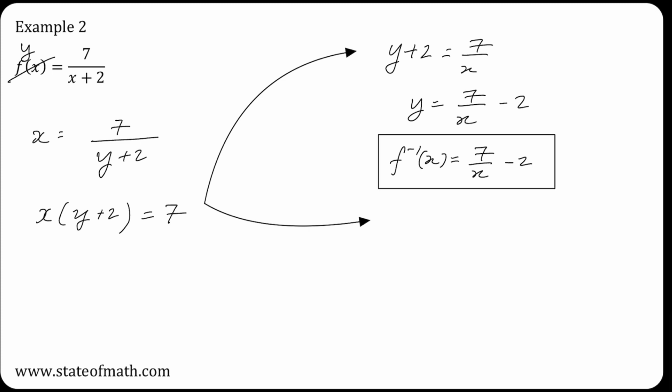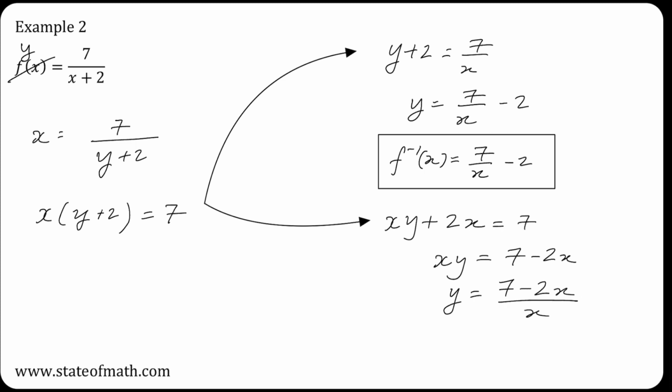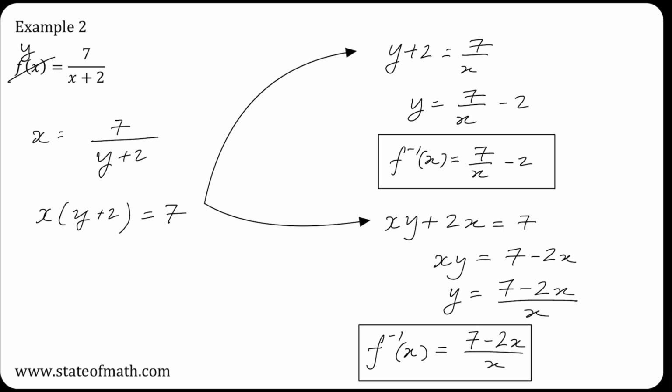For the second approach, I will first expand, so xy plus 2x equals 7. So xy is equal to 7 minus 2x, and then I'm going to divide by x, so 7 minus 2x over x. Hence, the inverse function is f minus 1 of x equals 7 minus 2x over x. Note that the two answers found are just a rearrangement of one another, so they're basically the same thing.